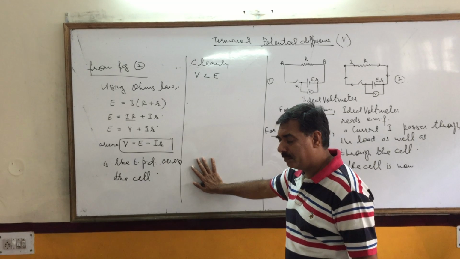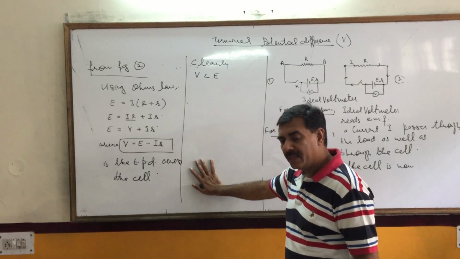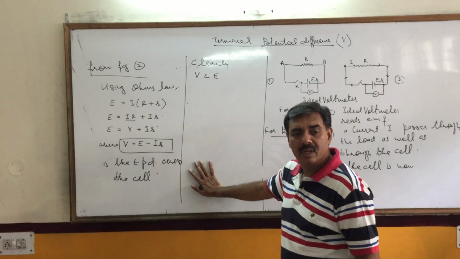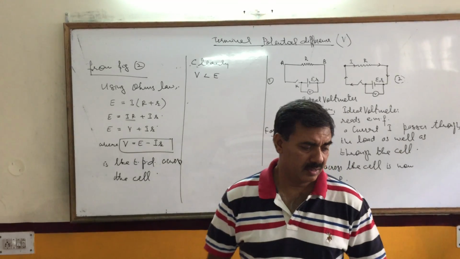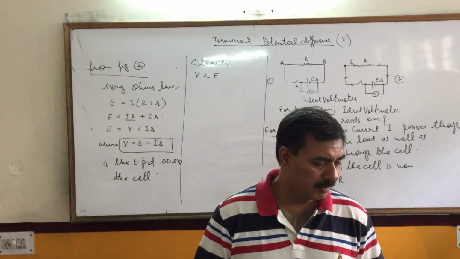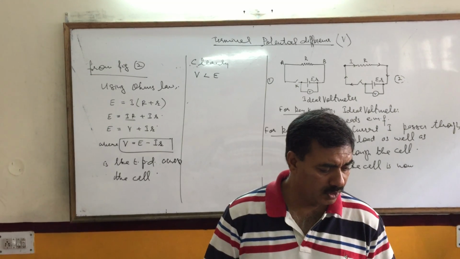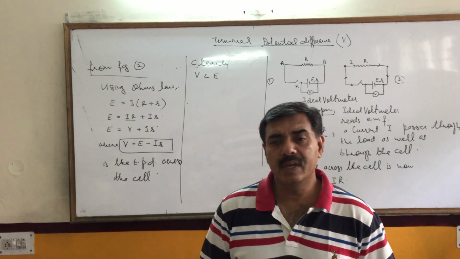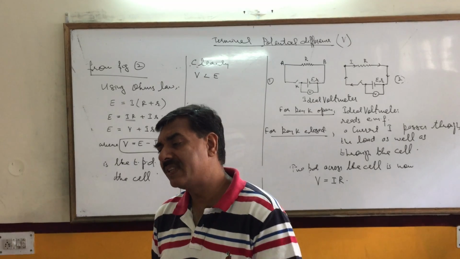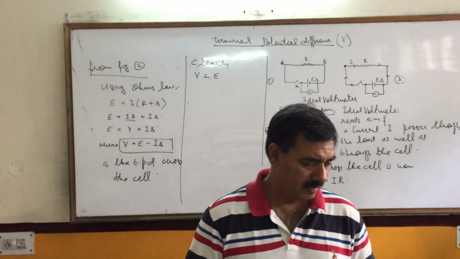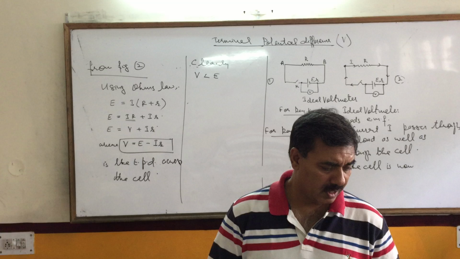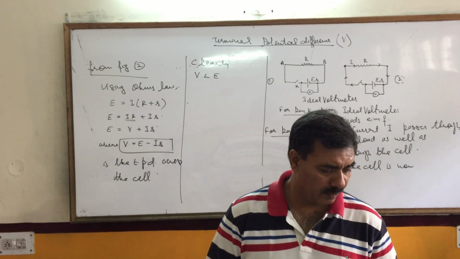This is because a part of the cell's energy is used to send a current through the cell itself, to send a current through the cell itself.